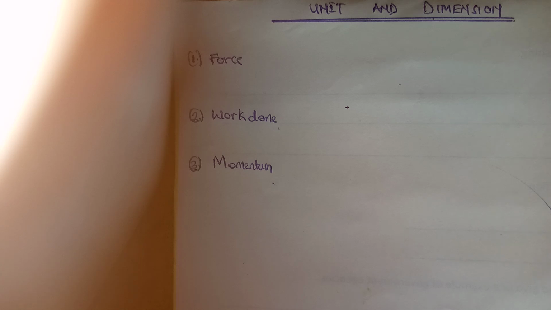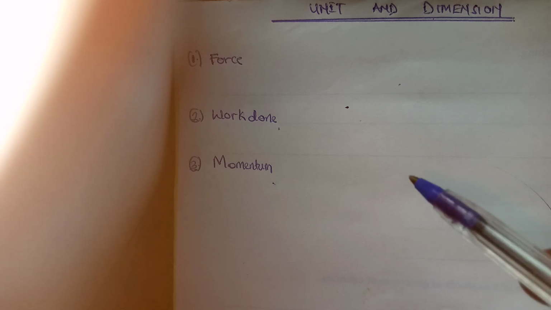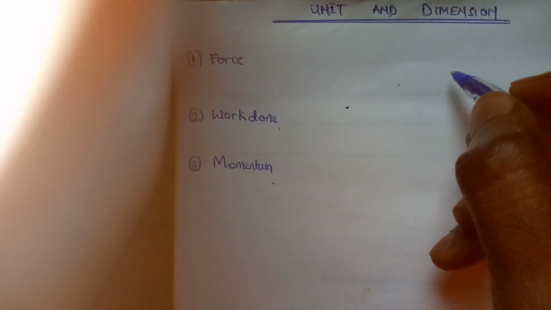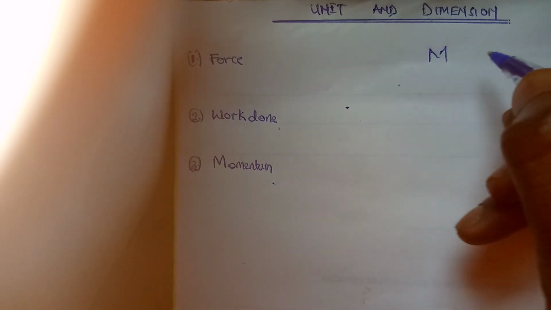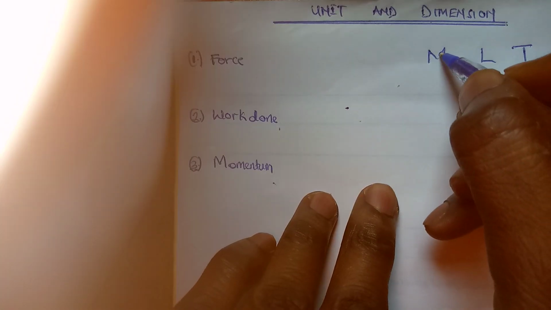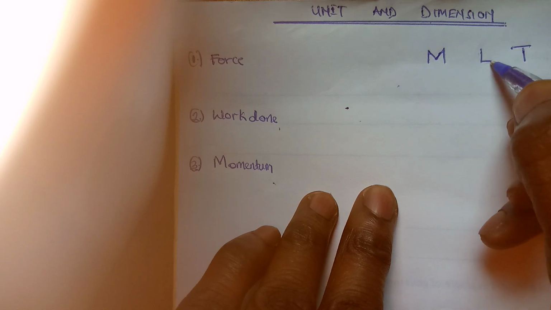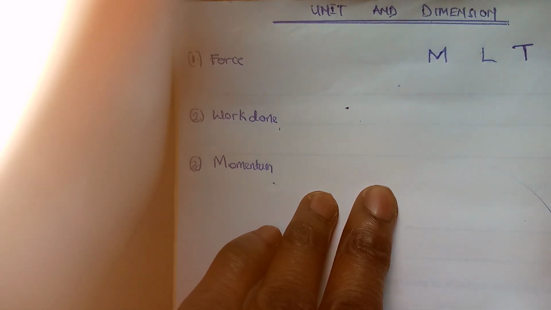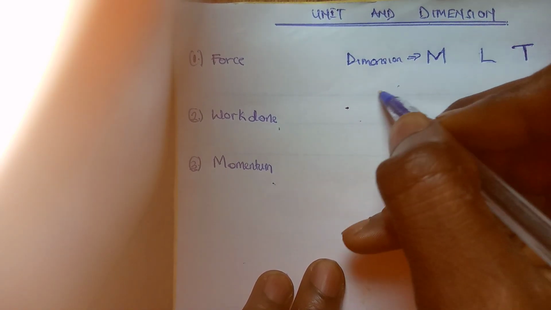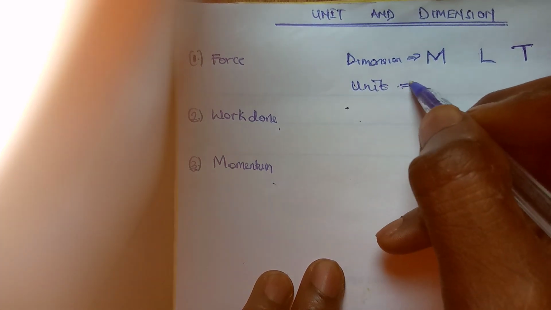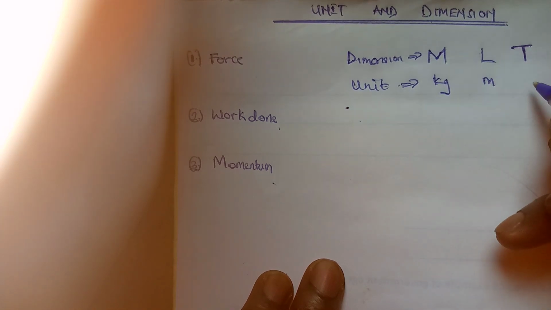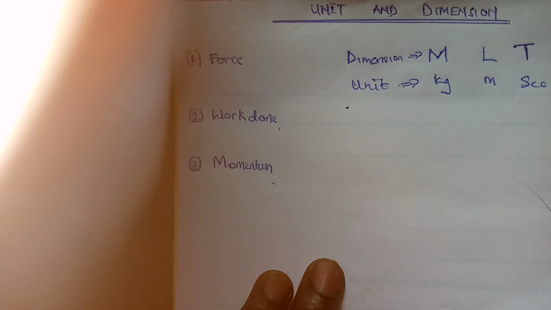Before we can get the unit and the dimension of all these derived quantities, we need to know what dimension means. Dimension explains how mass, length, and time are represented by capital M, capital L, and capital T. This is the dimension. If you now want to copy the unit, you change the M to kg, L to m, which is the meter, and T is going to be second.